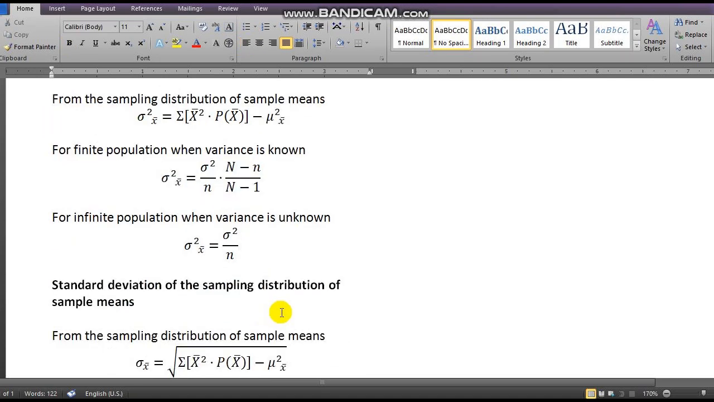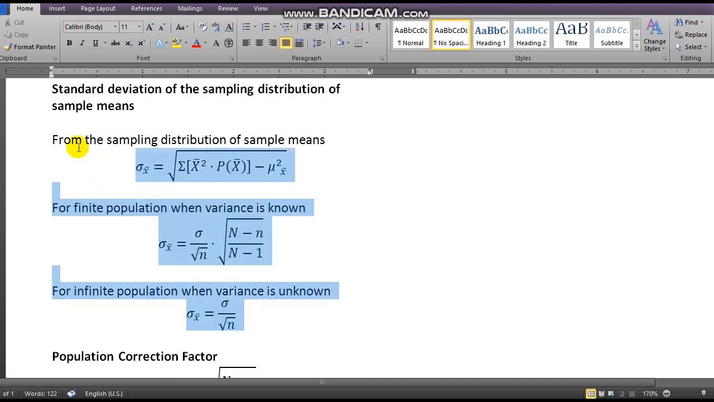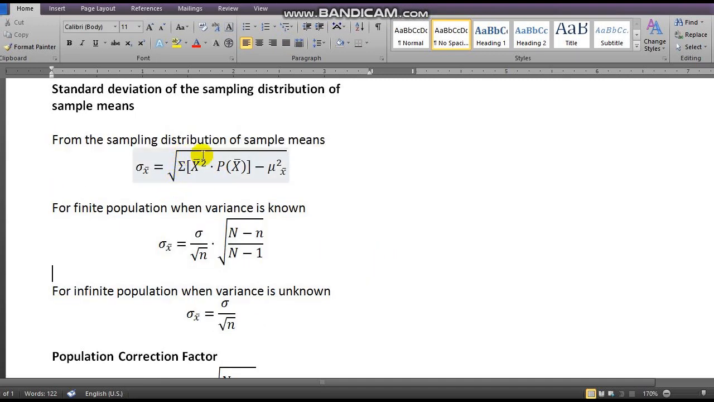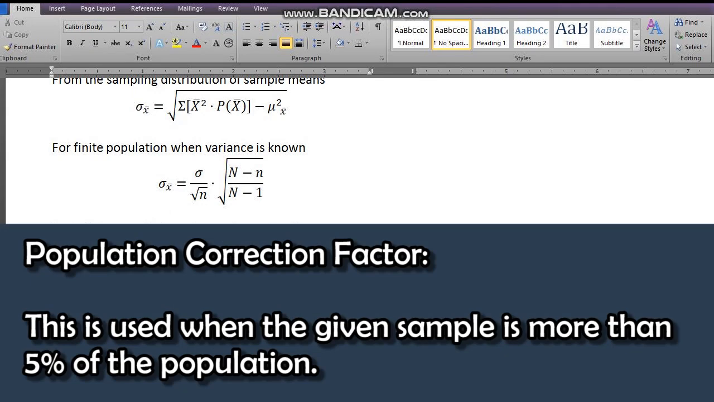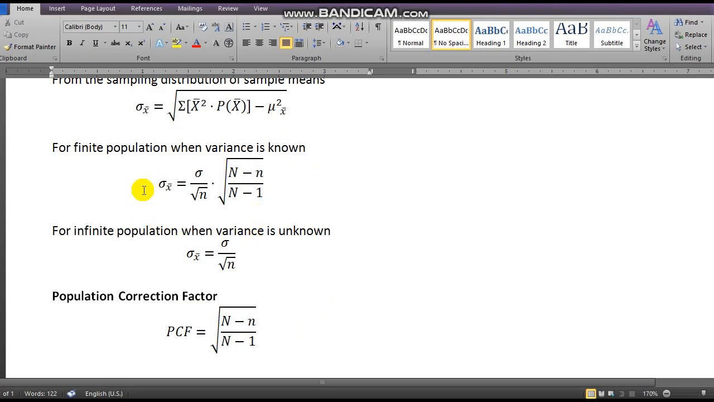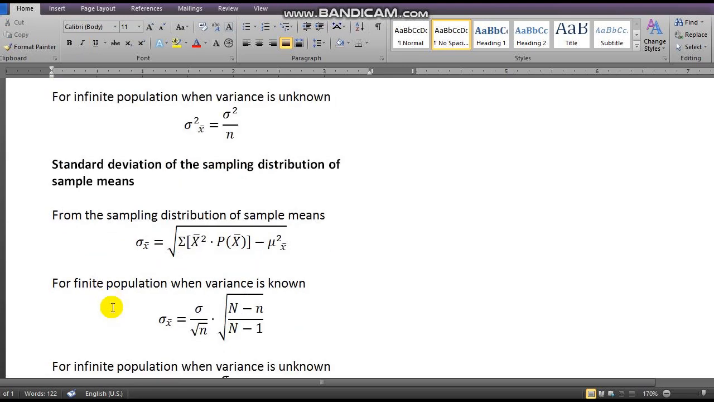In order for us to get the standard deviation, we just make use of the same formula. It's just that we get the square root. From the variance, we just get the square root, and there we have the standard deviation. We have this particular number here, which is what we call the population correction factor. We use it when the given sample is more than 5% of the population. So this basically corrects the variance of the sample means if we know the variance of the population. So basically, that's how we go around this one.